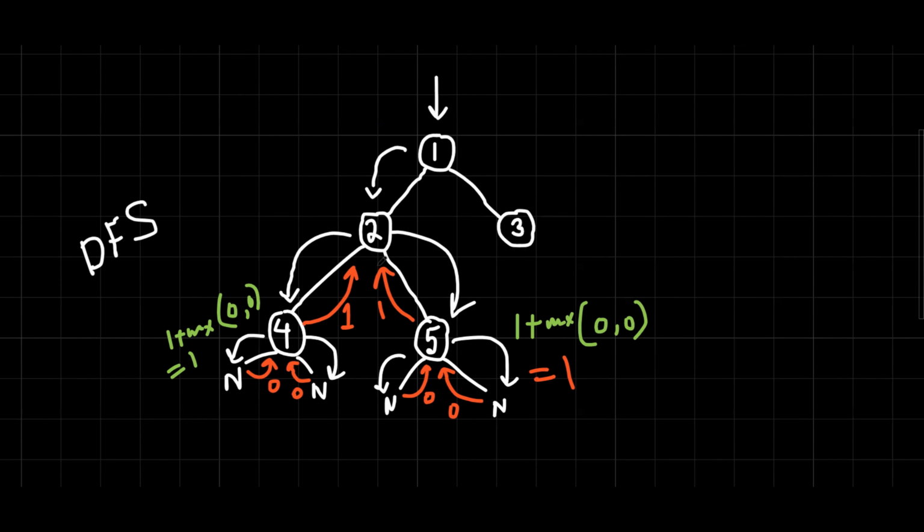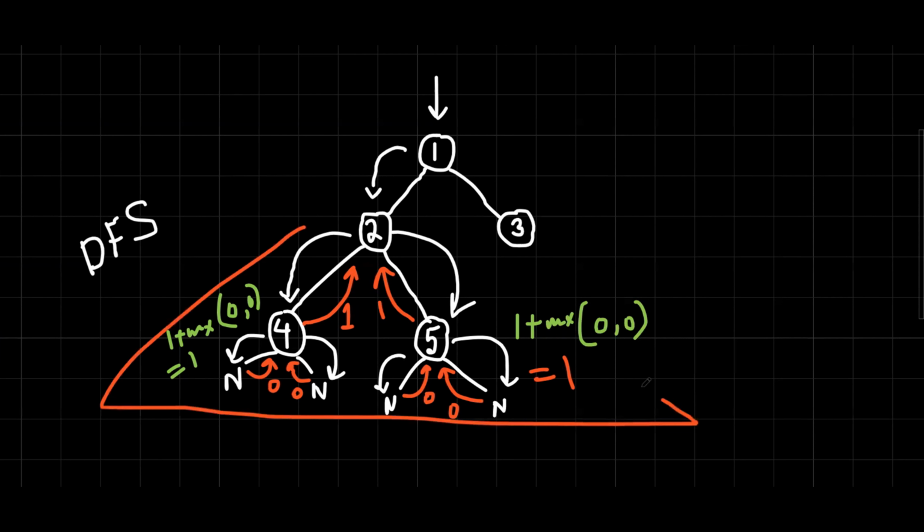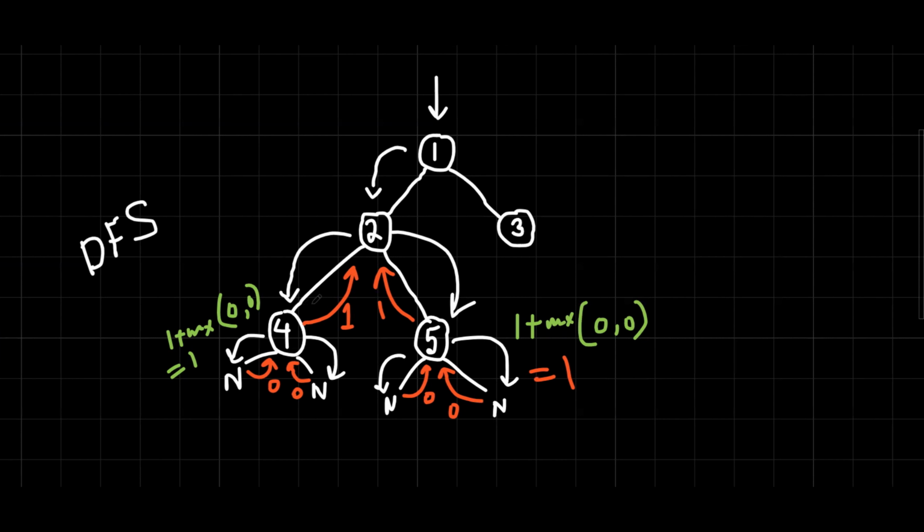Now, currently we are presented at node 2, and we have explored all of its left and right subtree. The left subtree of node 2 is returning the value 1, and the right subtree of node 2 is still returning the value 1. So, according to the equation, node 2 will return the value of 1 plus maximum of 1 and 1, which is 2. So, from here, node 2 will return the value 2.